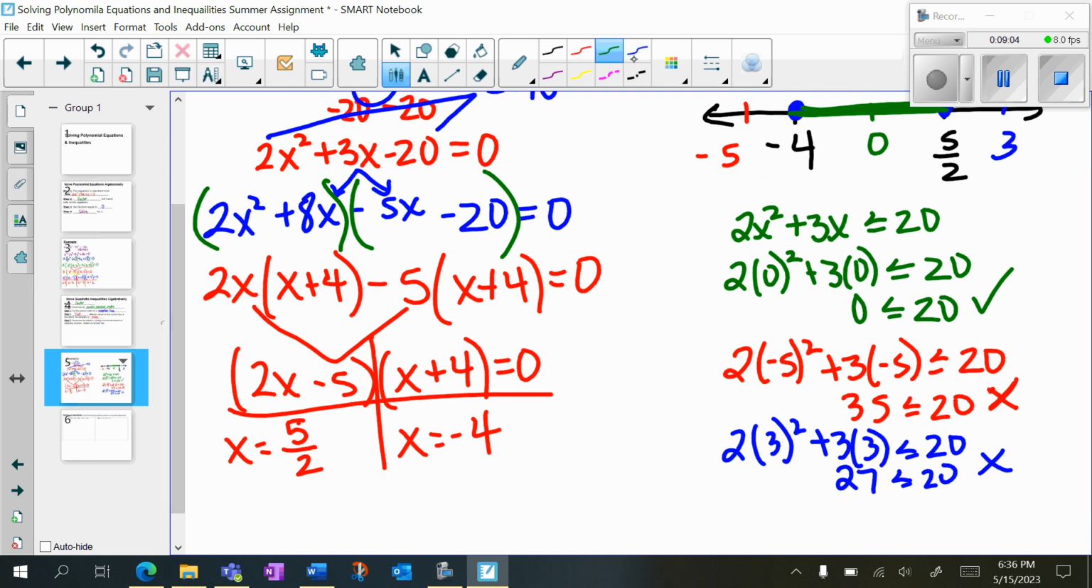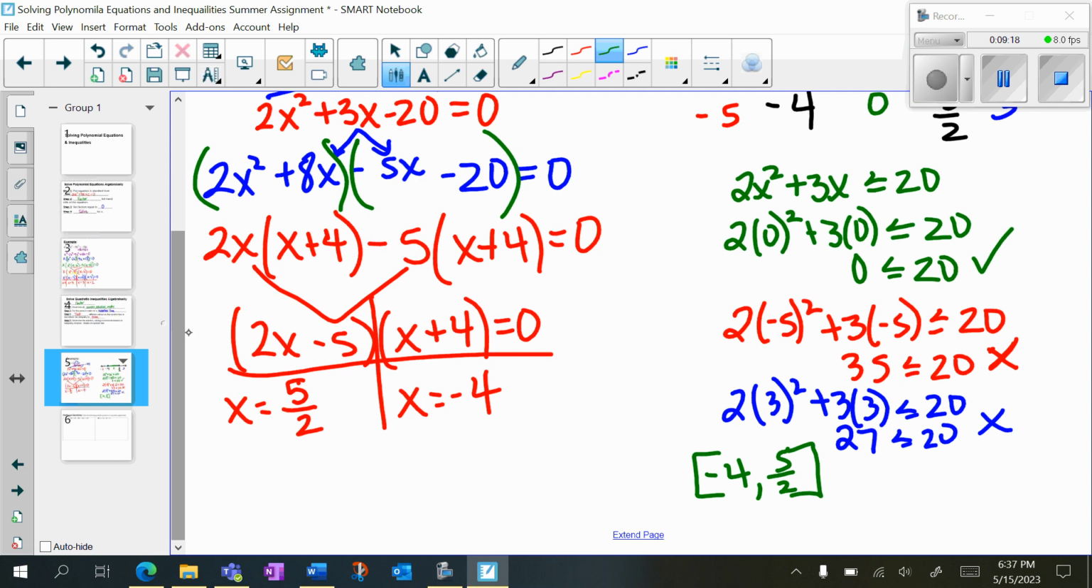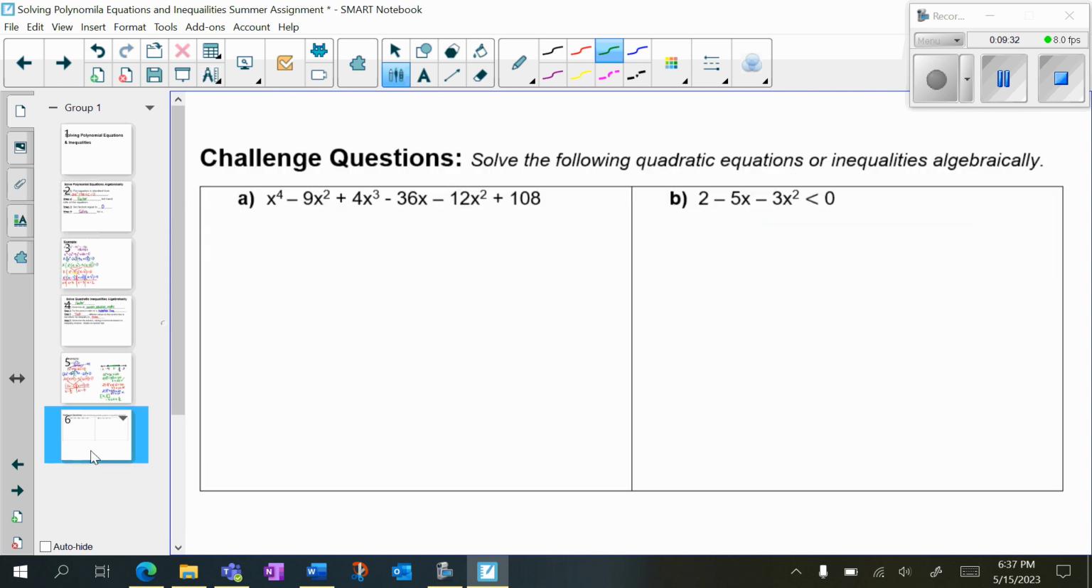So I can write this in 2 different ways. I can write this in interval notation where I have a closed bracket because negative 4 is included, comma, 5 halves, also closed bracket because 5 halves is included. Or I could write this in inequality notation, negative 4 less than or equal to x less than or equal to 5 halves. Those are 2 different ways to write. Try the challenge questions next.